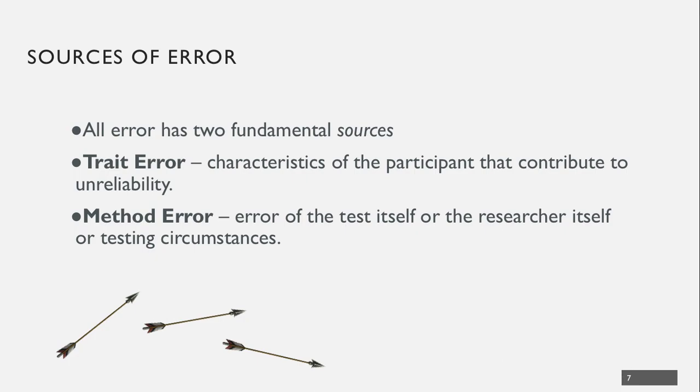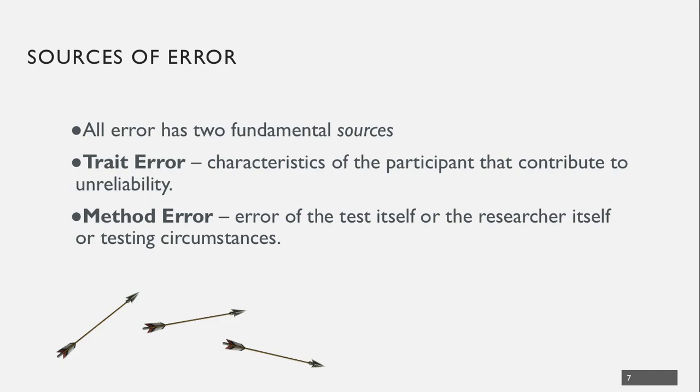So perhaps an example of trait error would be that the respondent lied while taking the survey or doing the interview. Another example could be that the respondent was sick when they were doing the survey, and so their results were not what they would generally be. So those are examples of trait error, characteristics of the research participant.